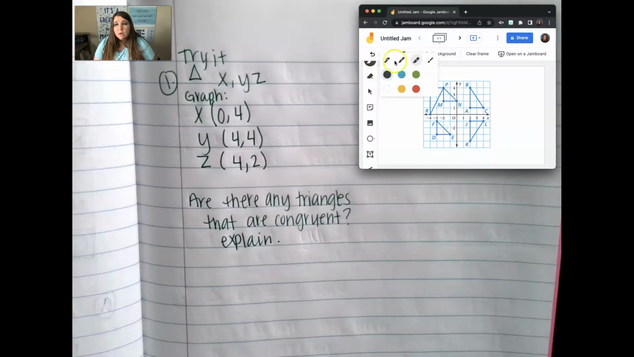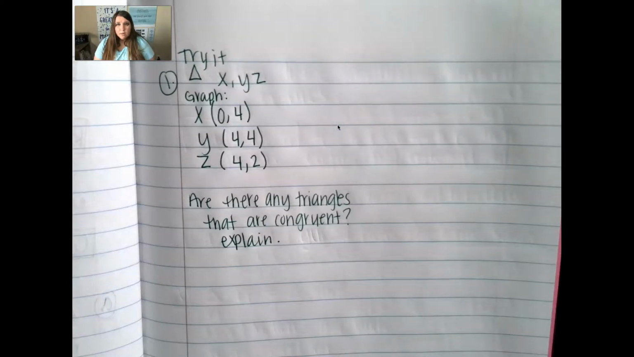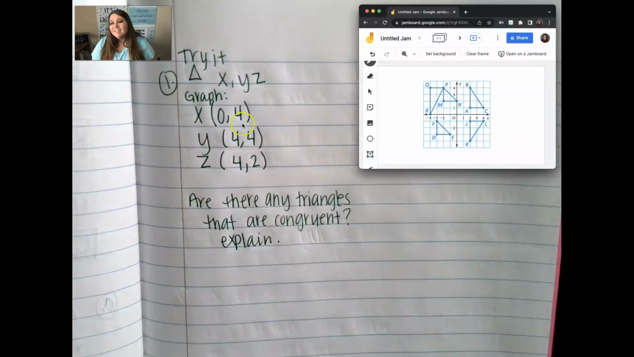All right, so I'm going to go ahead and graph this first. Oh no. Where did it go? There it is. Okay, so we're going to go ahead and graph this triangle right here.